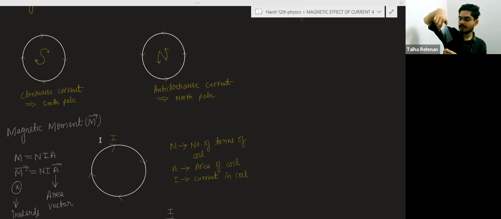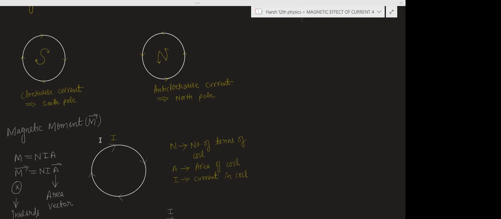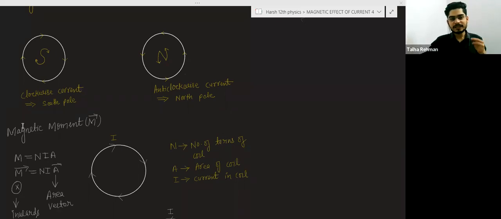As we know, the electron is a charged particle, and the charged particle is moving. Due to the motion of this charged particle, there will be a current, in the opposite direction of the motion of the electron. So you can say the motion of the electron will be similar to current flowing in a coil.